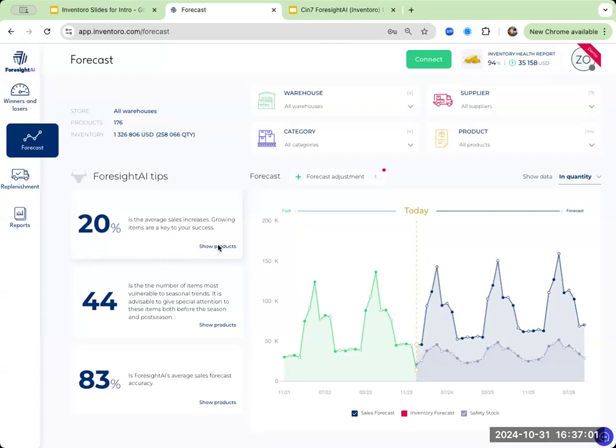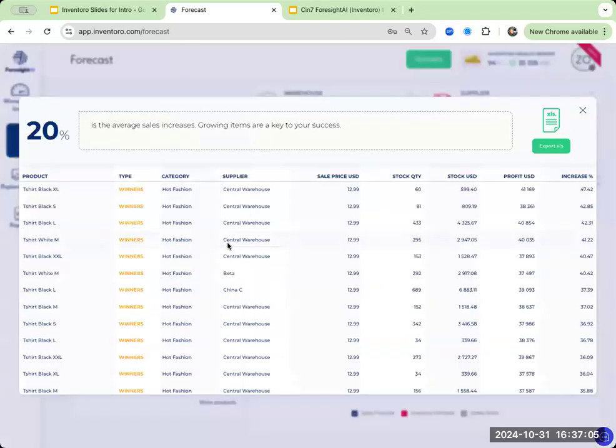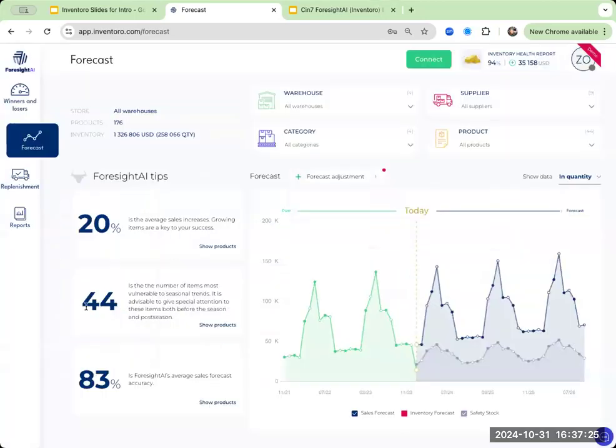20% is going to be your year-over-year, month-over-month growth, and it is going to show you products that are performing exceptionally well. You'll notice that they are labeled as winners, and it's going to show you a lot of information on the SKU level: what the product is, what the category is, the sales price, current stock quantity amount, profitability, and the increase in percentage, so the velocity of your sales. And you can export this as an XLS if you want.